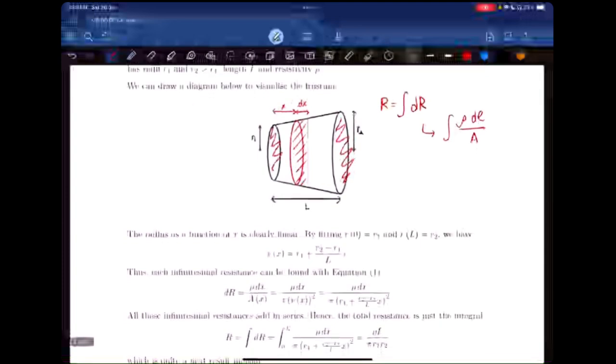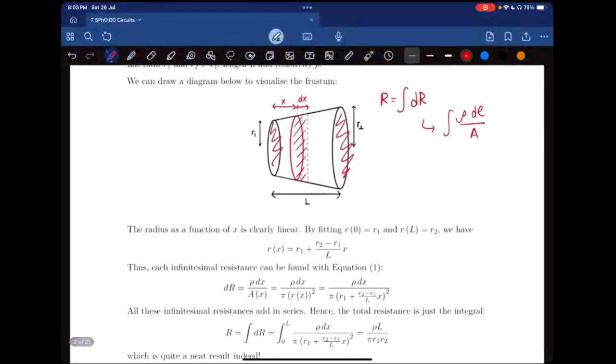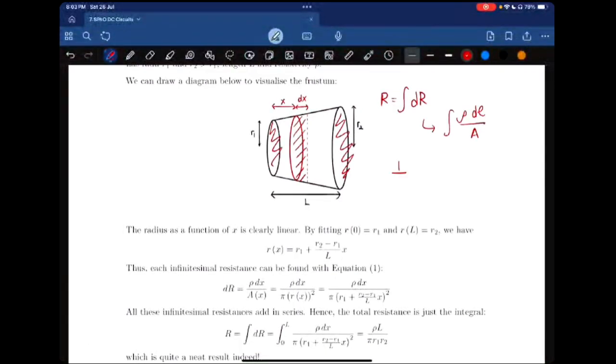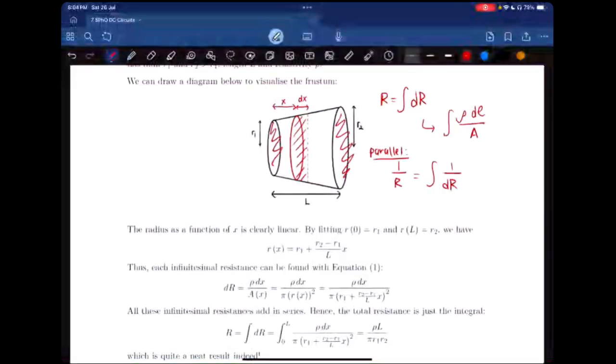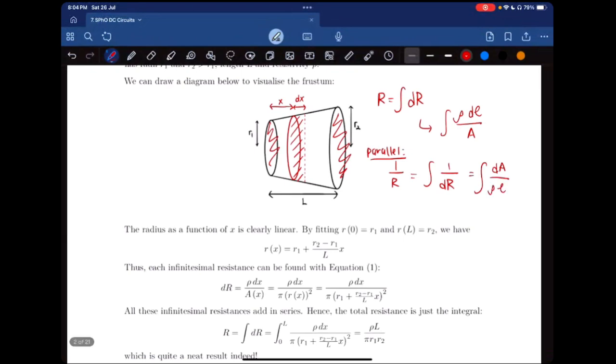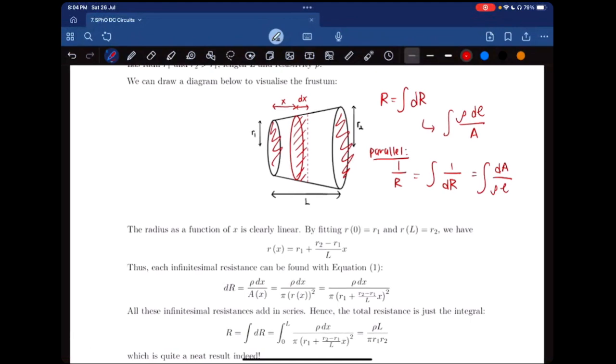In contrast, if you have a case where your resistances add in parallel, then you can find something like 1 over R. So this is for parallel. It's 1 over R equals the sum of 1 over dR, which you can write like this. After that, you invert the result and you will get what you need. So it just depends on the situation. You need to visualize, depending on how you slice, whether the small resistances add in series or parallel. Just don't always assume that it's in series.